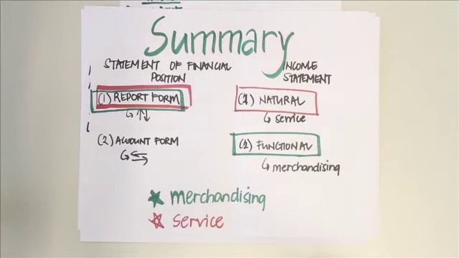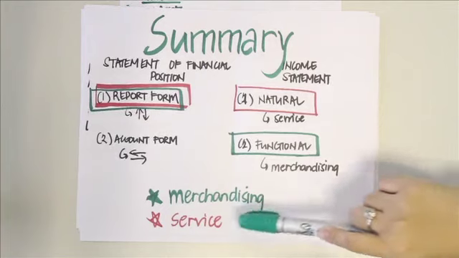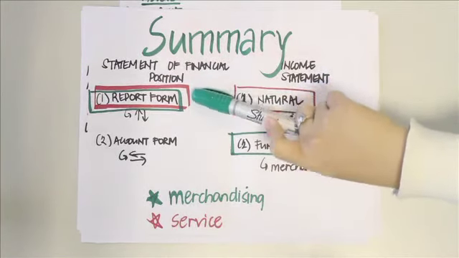So just to provide you a brief summary of the formats. For statement of financial position, we have the report form, and again, assets are presented at the top while your liabilities are presented at the bottom. And then you also have your account form where assets are placed on the left side while liabilities and owner's equity are placed on the right side. So both merchandising and service businesses use the report form.